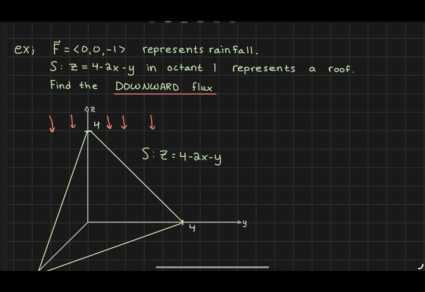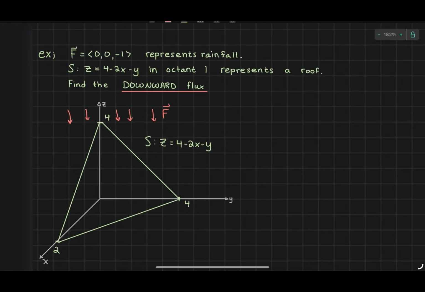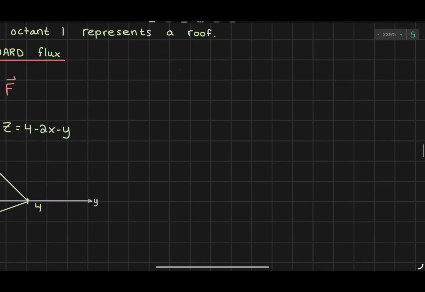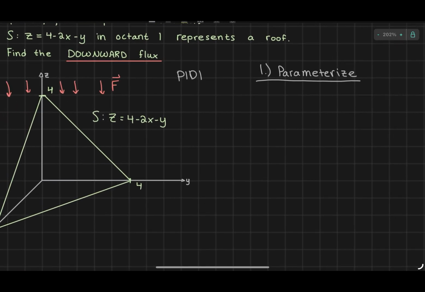And this rain right here kind of represents our vector field, our rainfall in this application. So let's just go ahead and get into solving this actually. First, we're going to parameterize, using our acronym, PITY.